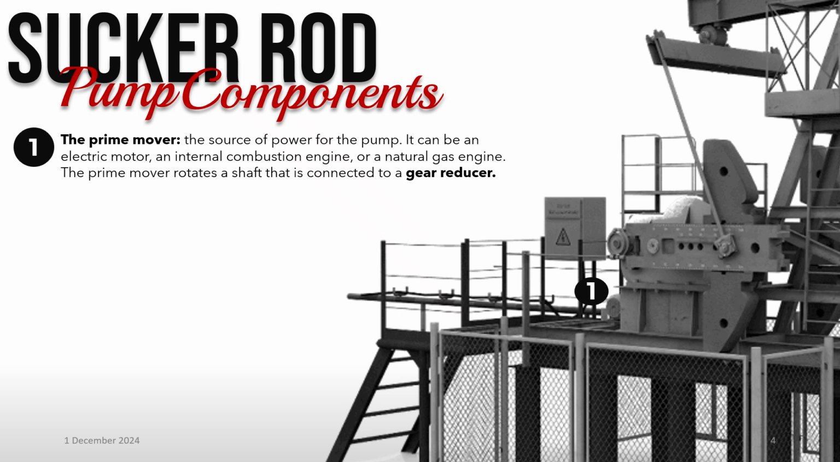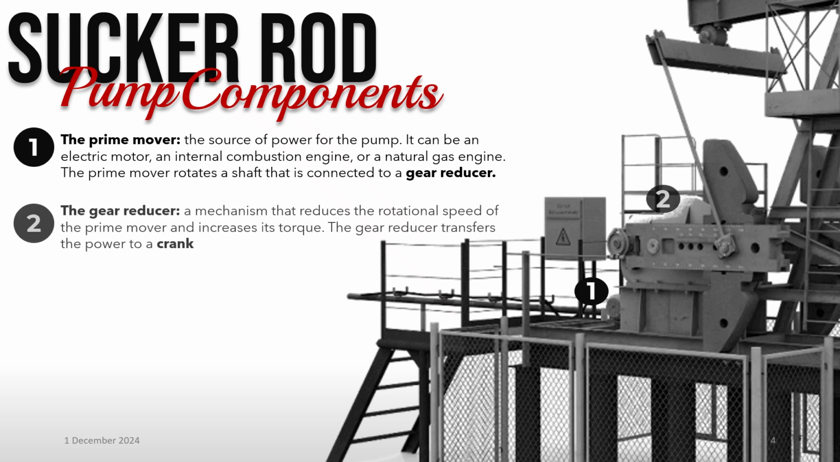Let's now examine the key components that make up a sucker rod pump system, starting from the surface equipment. The first critical element is the prime mover. This is the power source for the entire pumping unit. It can be an electric motor, an internal combustion engine, or a natural gas engine. Its primary function is to rotate a shaft, initiating the mechanical process of lifting fluids.